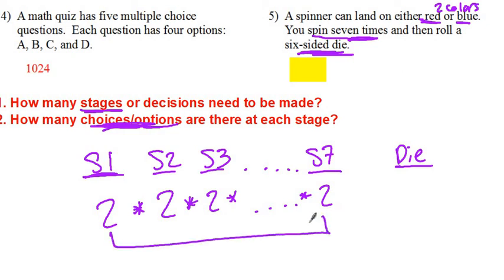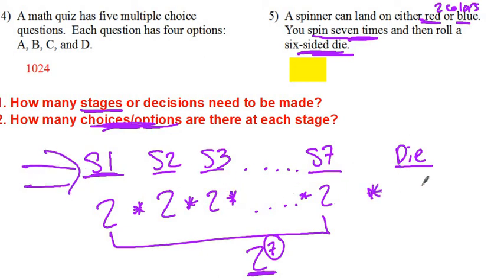So what's another way of saying 2 times 2 times 2 all those times? You could say 2 to the 7th power. Remember, this number is the number of decisions. This is how many options per decision. I would not recommend memorizing that. I would set it up exactly like you see me setting it up right here.